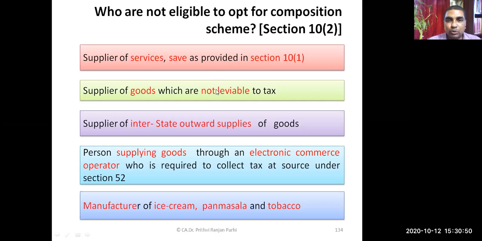Then supplier of goods which are not leviable to tax. If tax is not leviable on the goods, they cannot opt for the composition scheme. Supplier of interstate outward supplies also cannot opt for the composition scheme. A person supplying goods through an e-commerce operator also cannot go for the composition scheme. And manufacturers of ice cream, pan masala and tobacco. So these are the people who cannot go for the composition scheme. Can you remember this?